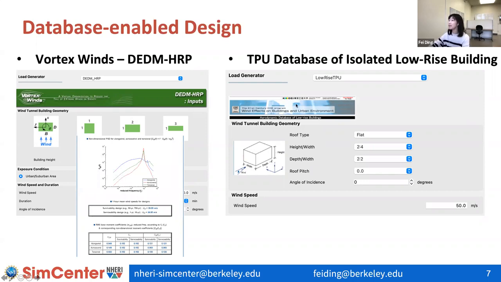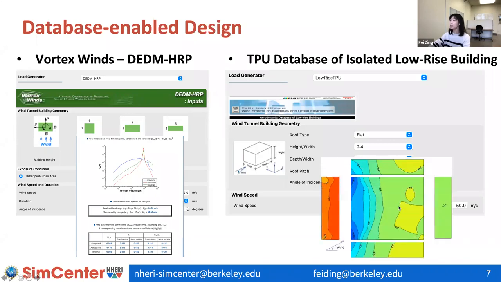And another one is a TPU database for isolated low-rise buildings. Also, you can select the aspect ratio and side ratio of the building, and you can select the roof type, roof pitch, and incident wind directions to generate the pressure distributions on the building surfaces.